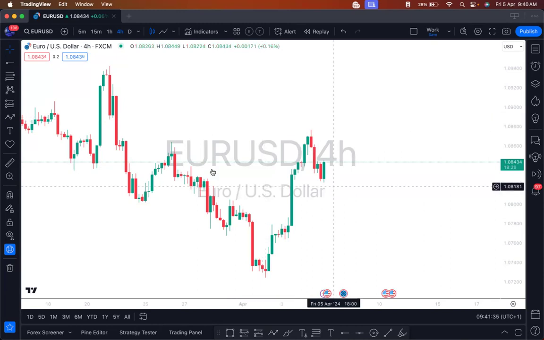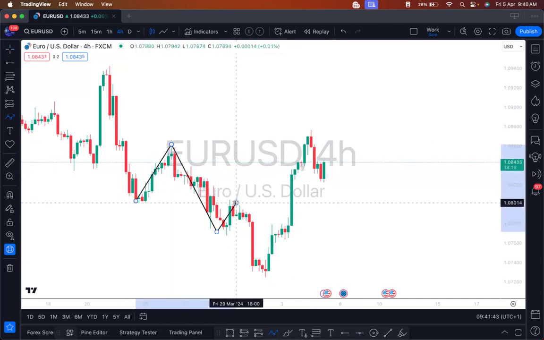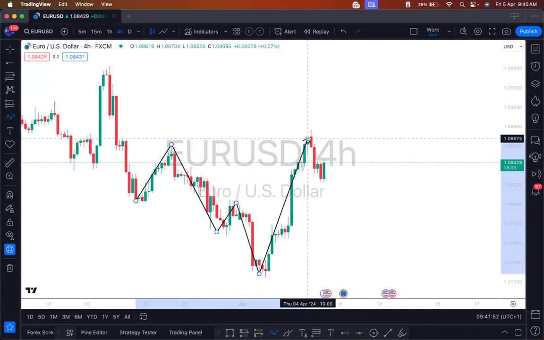So this is Euro USD on the 4-hour time frame. If you look at this, you see that price basically created a lower high, a lower low, a lower high, a lower low. And then price broke above the lower high. In short, all these currency pairs on the 4-hour time frame are shifting towards bullish markets. But in a bullish market, you need to have an impulsive move, which is this move to the upside, and then a retracement.